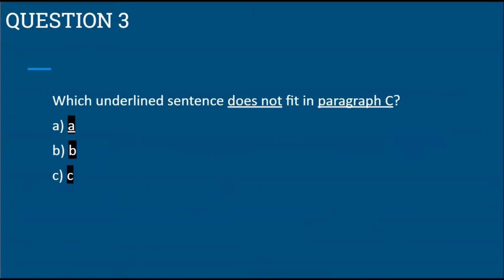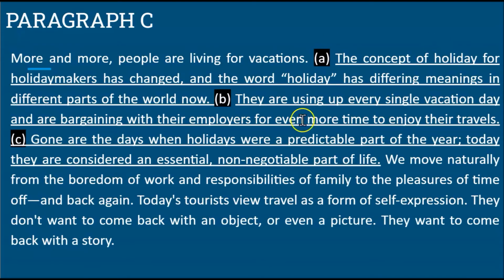In question 3, you are asked to find a sentence that does not fit in paragraph C, a sentence that is unrelated to paragraph C. Now for this, we need to read paragraph C to understand which sentence does not fit there. Let's go to paragraph C. To understand which sentence is an ill-fitting odd sentence, carefully read the paragraph, so pause the video now.